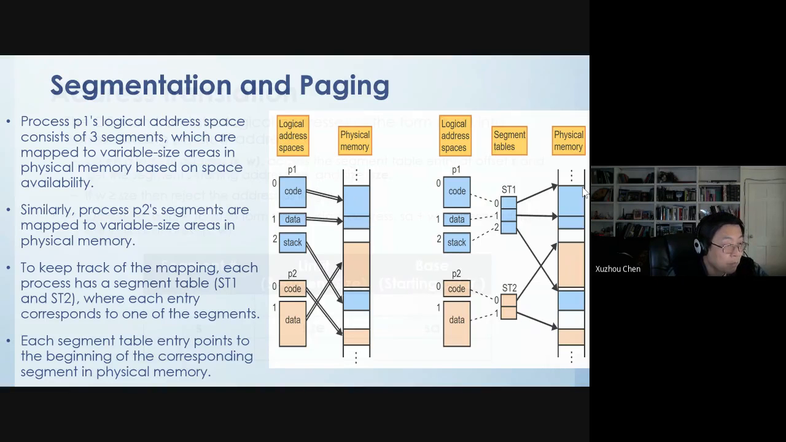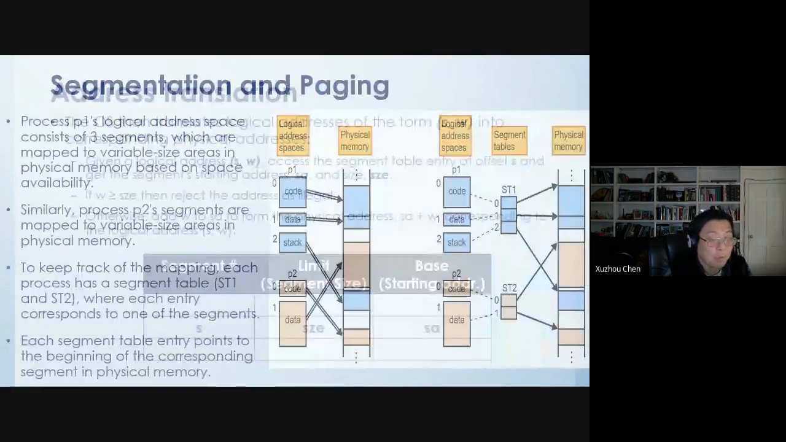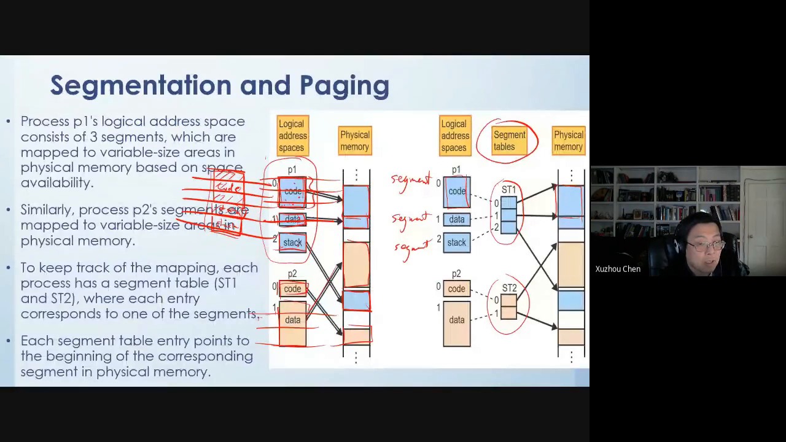So now for the paging, I can map the page number to the frame number. Okay, that's it. Because I know the page size, all the pages are of the same size, and all the frames are also of the same size. And the page size and the frame size are the same. So I just need to map the page to the frame. And I know which frame is going to start from which memory location because the page size is fixed and the frame size is fixed. But segmentation is not.